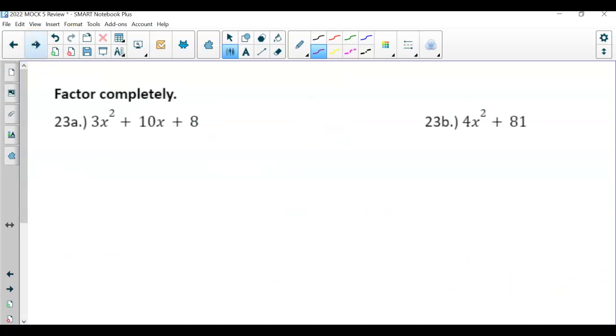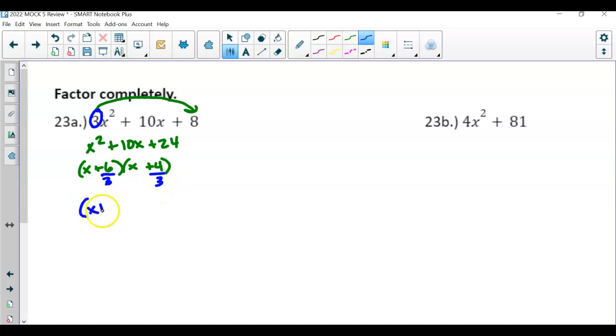Now, in these two questions, we're just factoring. So again, review with our bottoms up. So I'm just multiplying first to last. I've got x squared plus 10x plus 24. Then here, what two numbers multiply to get 24 and add to get 10? 6 and 4. But because you multiply by 3, that was your A, divide by 3. So now I've got x plus 2 times, bottoms up, 3x plus 4.